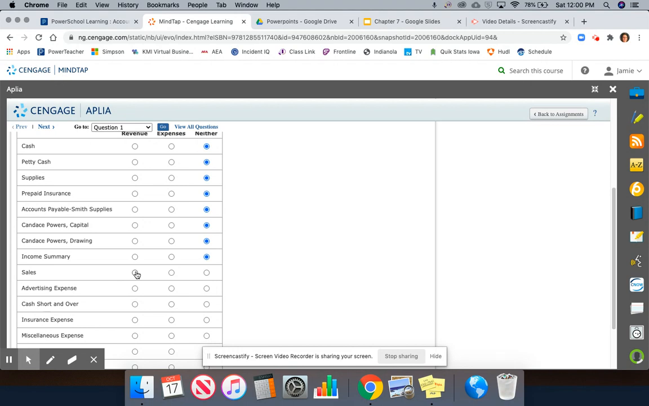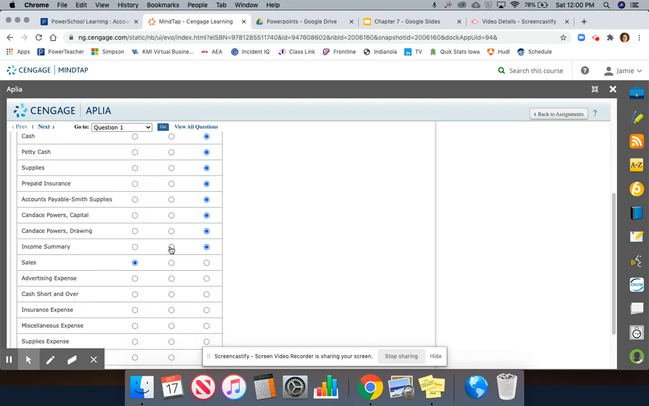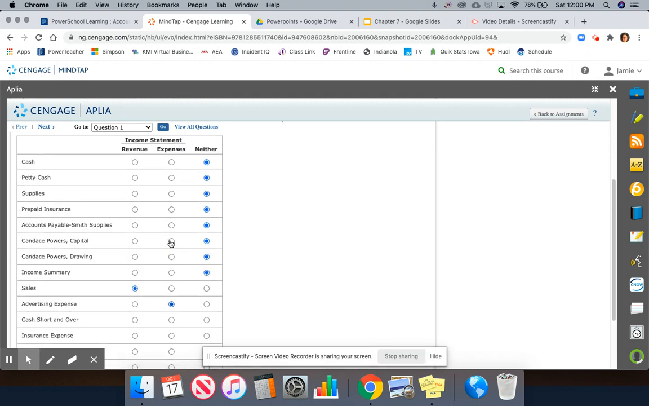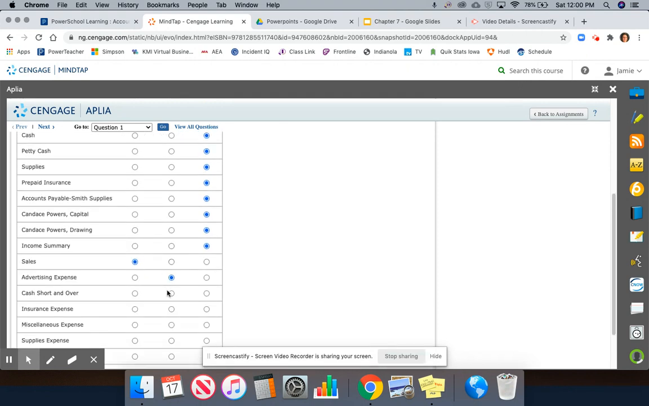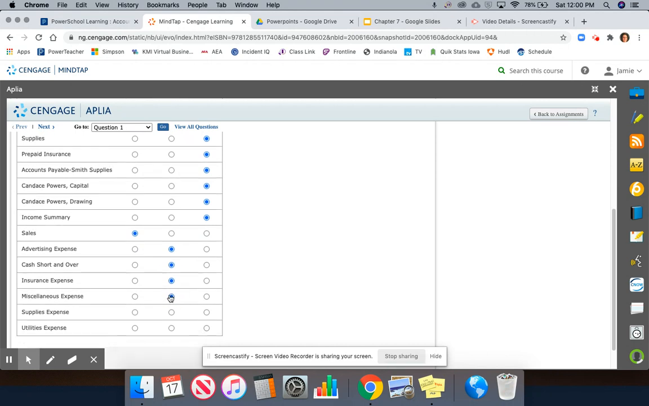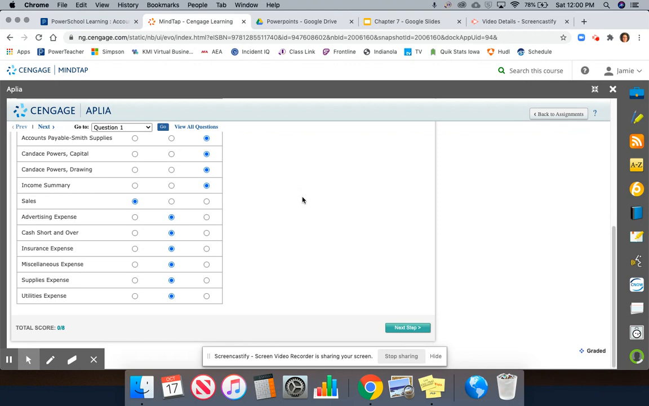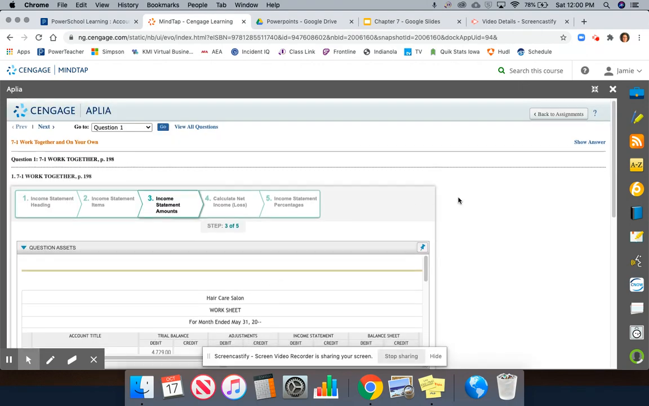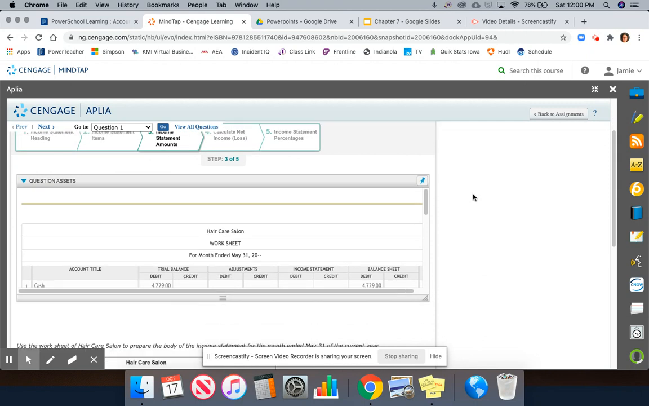Sales, that's our only revenue account, so I mark that as revenue. Advertising expense, that's an expense. Cash short and over is an expense. Insurance expense, miscellaneous expense, supplies expense, and utilities expense. So we are going to include on our income statement the revenue and expenses. So now we just organize those, and that's what we are going to include in our income statement.